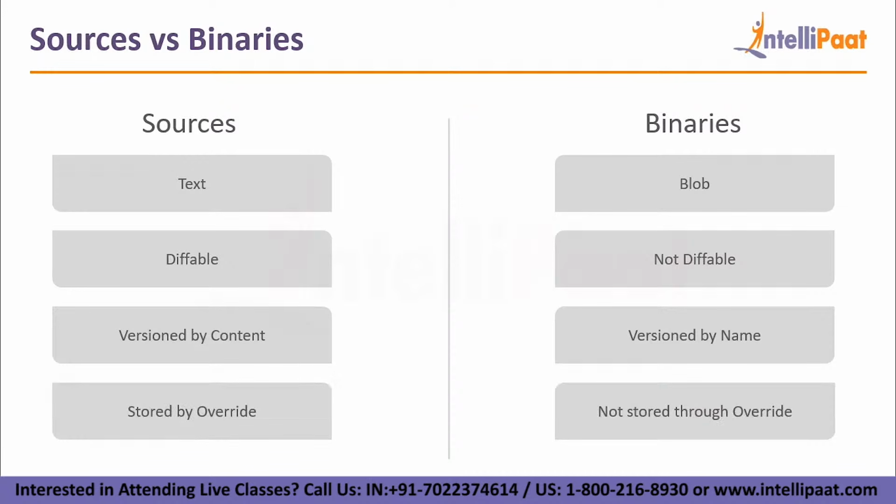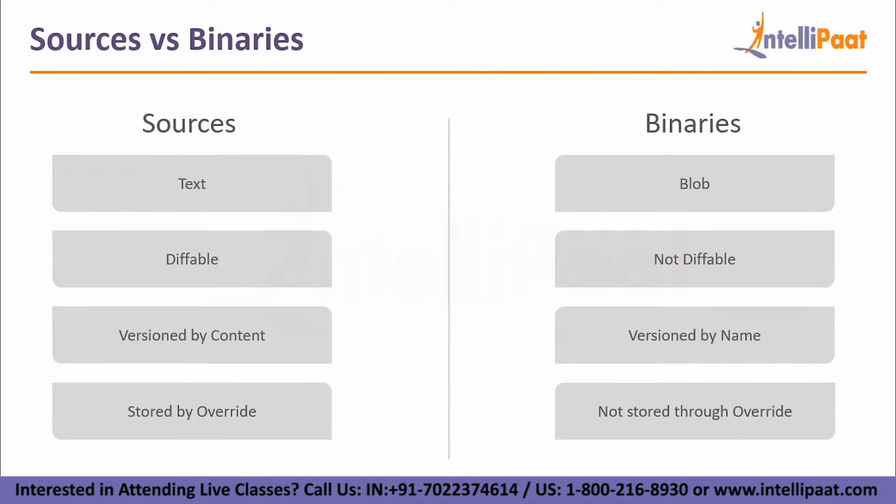Source codes are stored by override, but binaries are not stored through override. So what this basically means is that while using source code, when there is a need for an update, the current file is updated by replacing the previous file. Whereas in binary, the current file will never be rewritten. All the files are stored together. So when there is a need for an update, the current binary code will be pulled and the latest one will be pushed.